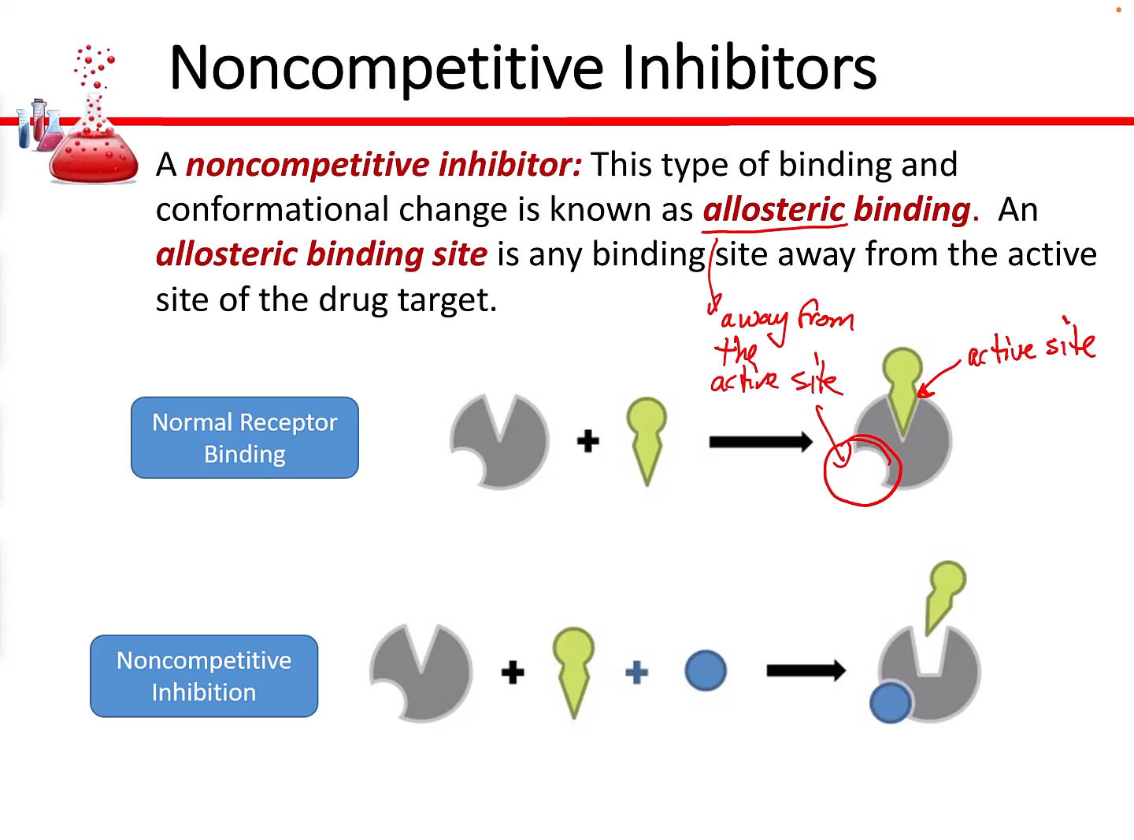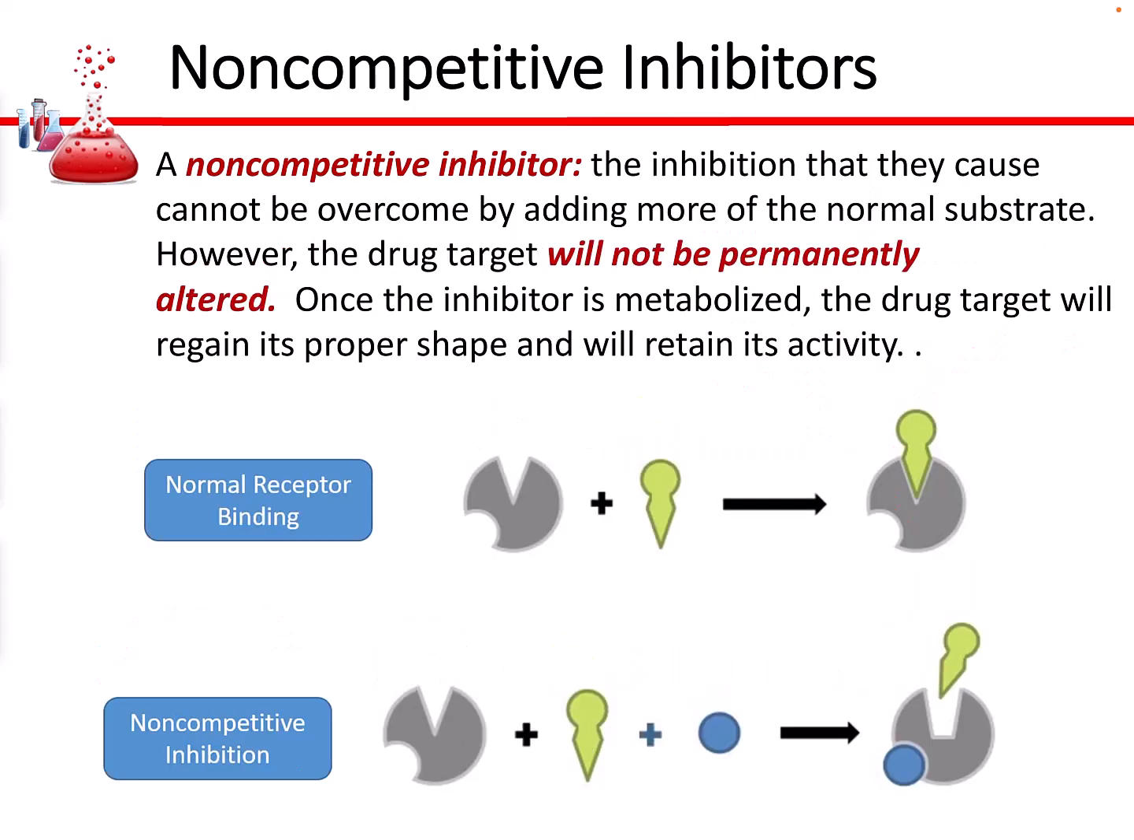So when a compound binds to an allosteric binding site and causes a conformational change in the protein, this is called non-competitive inhibition. It's not competing for the active site. It changes the active site. And under this situation, you cannot overcome the inhibition by adding more normal substrate.